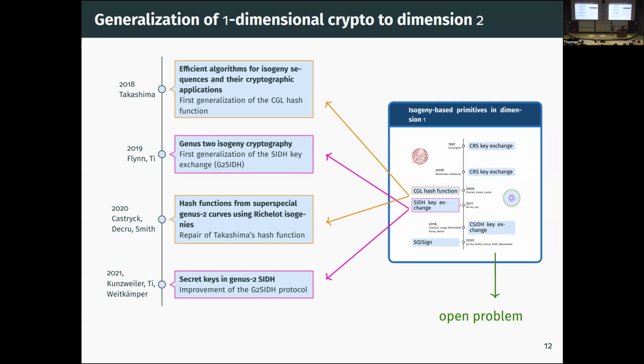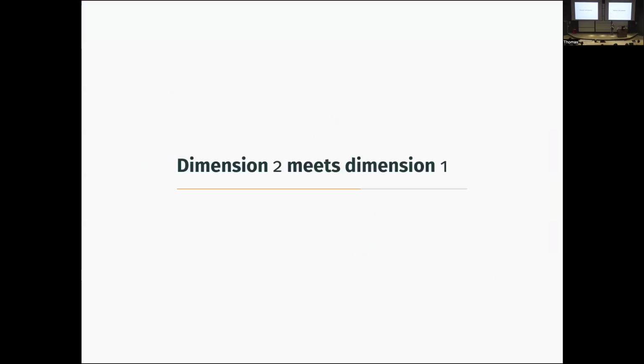Okay. And what I also wanted to say, so you see, I only said something about the protocols on the left-hand side with this chaotic isogeny graph, and actually a generalization of the other protocols about group actions is still an open problem. But now we come to some exciting research where dimension 2 meets dimension 1.